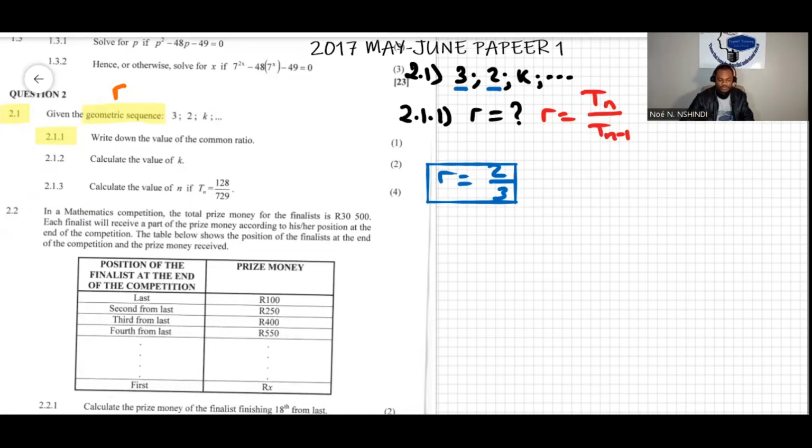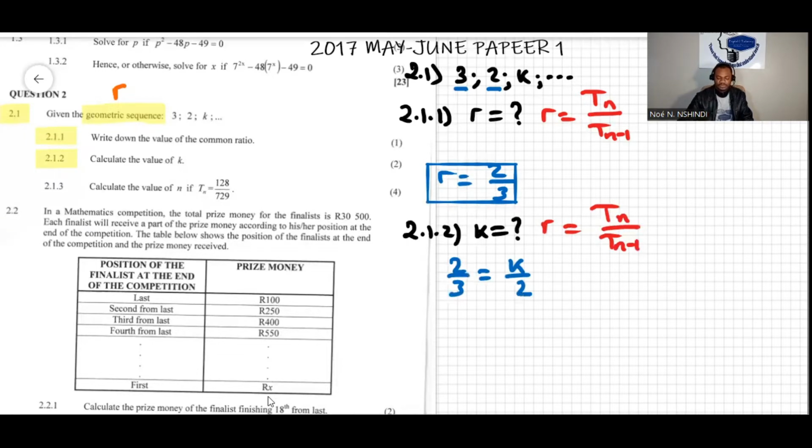Now question 2.1.2. The question says calculate the value of K. So over here we're looking for the value of K. Then still using the same constant ratio formula, R equals Tn over Tn minus 1. This means that 2 over 3 will be equal to K over 2. Because it's any term divided, I take this term, 2 over 3, and then I equate it to K over 2.